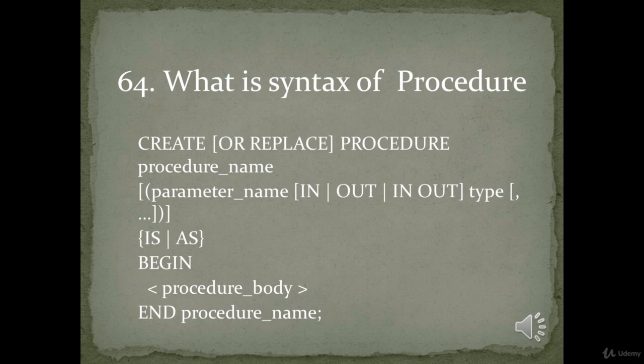There are 3 types of parameters: in, out and in out. That means one parameter can be in, second will be out and one can be in out both. Before begin, or before declaration, we need to write is as and begin. After that, the begin end is nothing but an execution block of PL SQL. So everywhere, whether it is procedure, function or package, we need that begin end block.